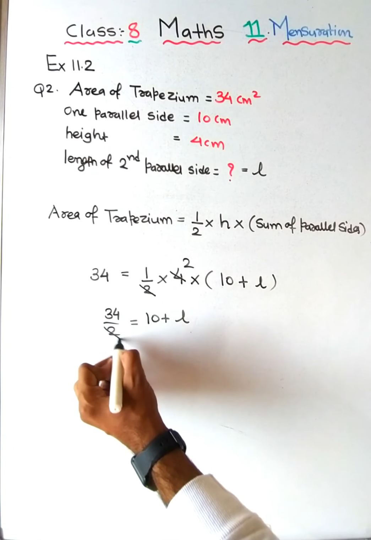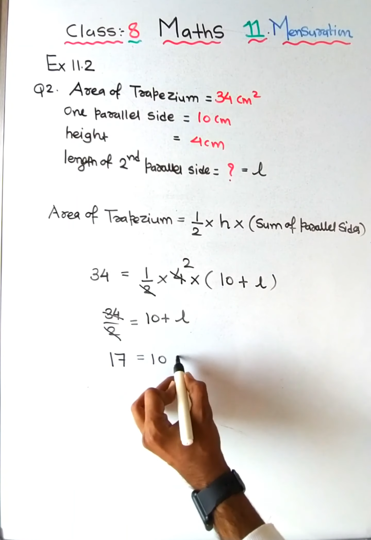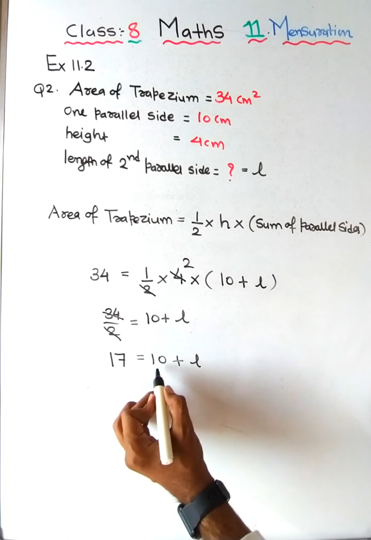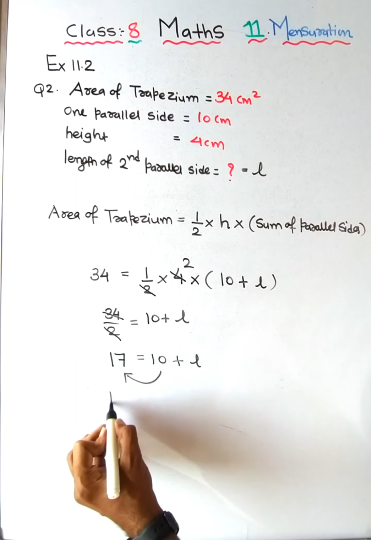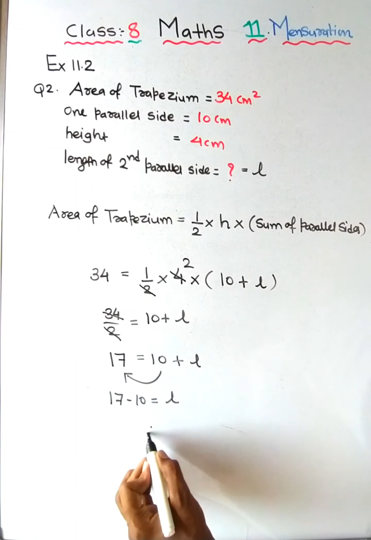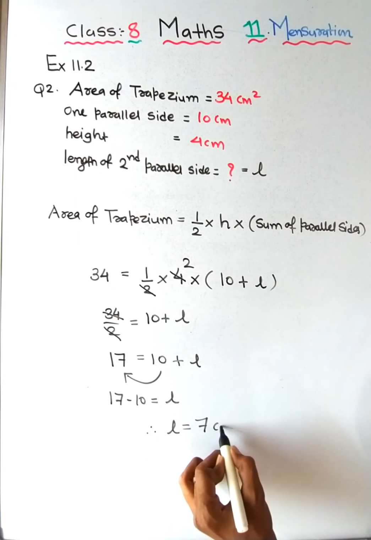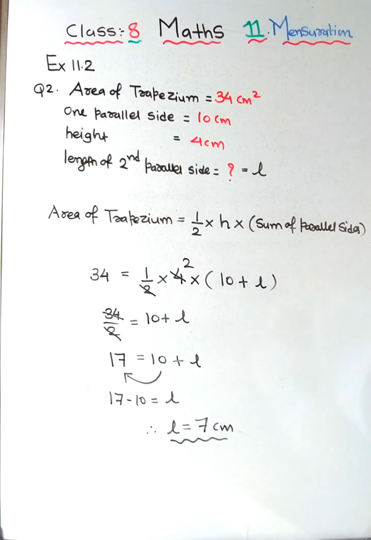Now 34 by 2, if you divide, you will get 17. So 17 equals 10 plus L. This 10 will go on this side. You will get 17 minus 10. So what is the final value of L? What is 17 minus 10? That is 7 centimeter. So this will be our final answer.